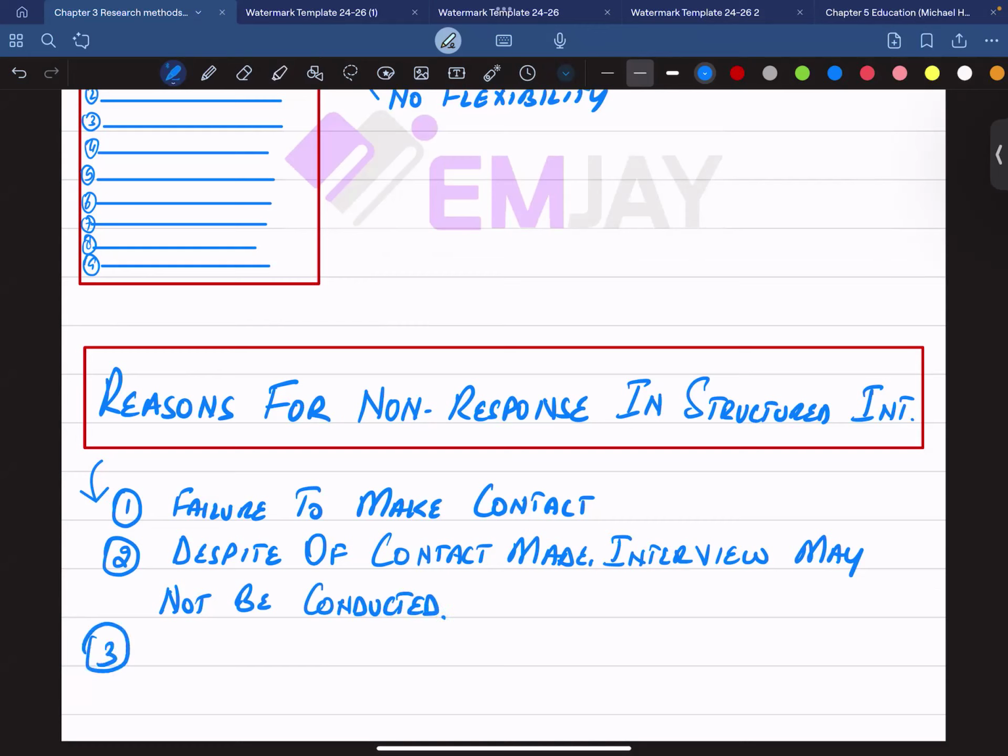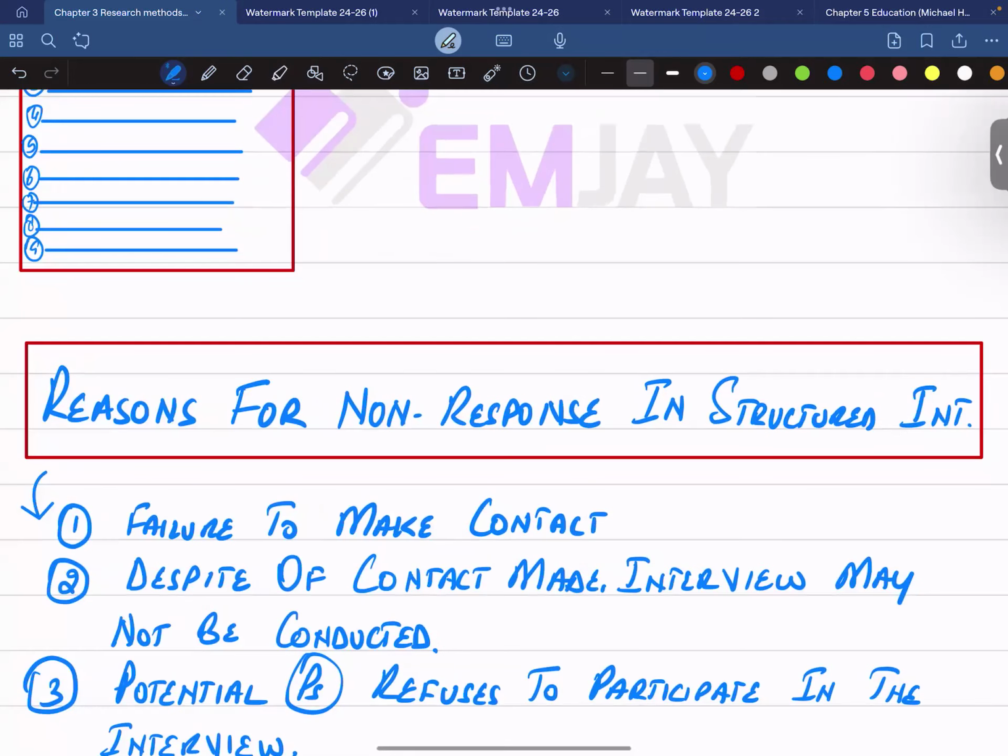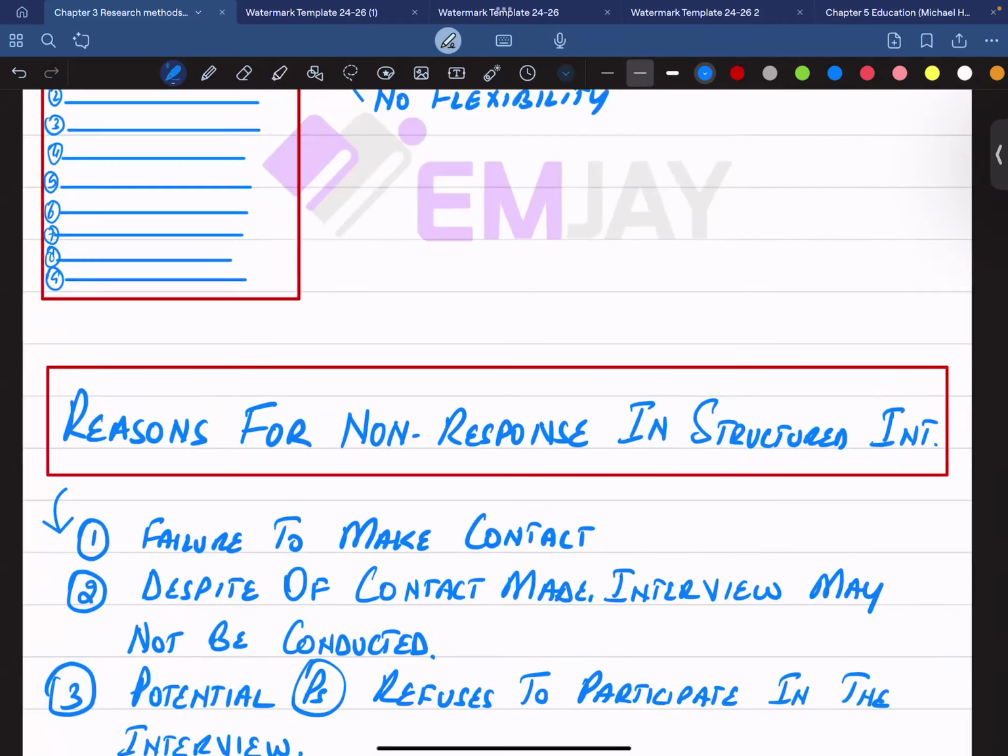The third potential reason, let's talk about a third situation over here, where the researcher was able to make contact with the participant, the potential participant was available as well, but the potential participant refuses to participate in the interview or in the research. This could be because of lack of time, lack of interest, and so on and so forth.